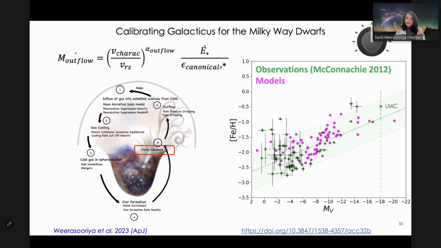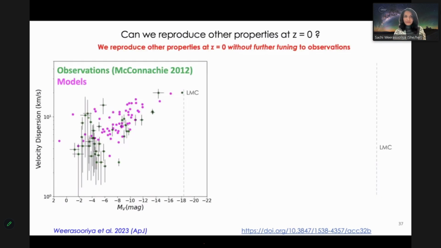So you can see we are able to reproduce the dwarf galaxies down to the faintest of dwarf galaxies. This was amazing and something that we did not expect in the beginning. Now, this is at a redshift of 0, or the present day. Without any further tuning to our model, we are able to reproduce other properties as well.